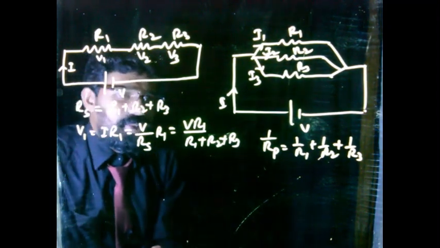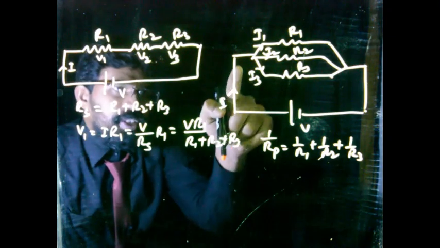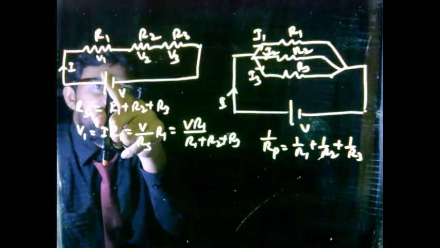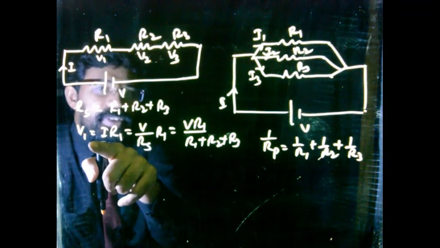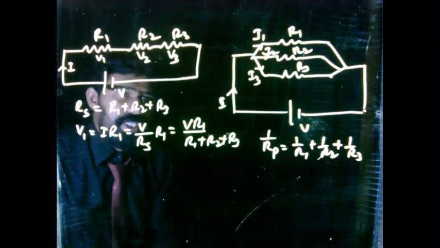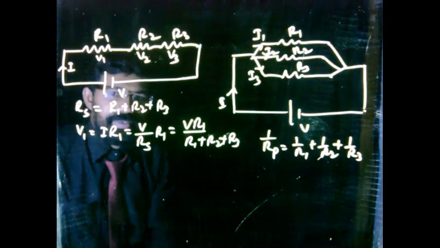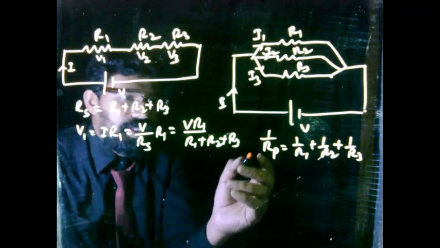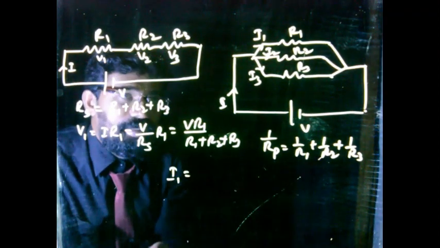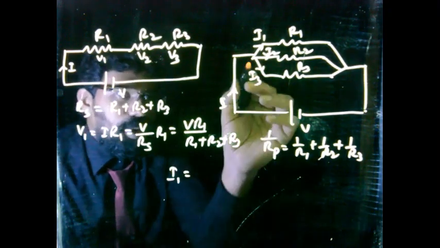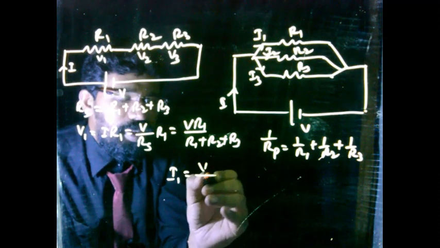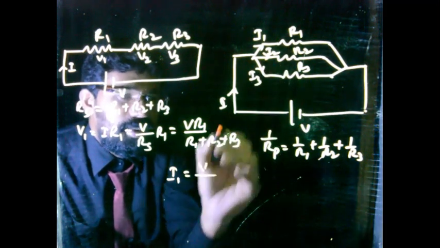Coming to the current passing through each branch: the way we wrote the potential drop across each resistor, here you can talk about the current passing through each branch. Let us see how it can be written. If I wanted to write the equation for I1, I1 is equal to the potential across this resistance R1, which is V, divided by the resistance offered by this branch, R1.